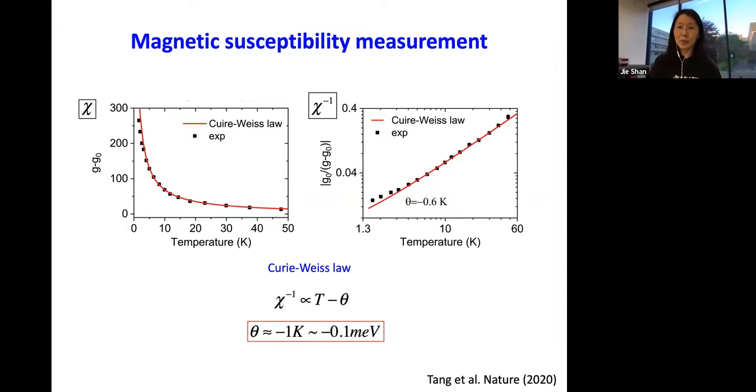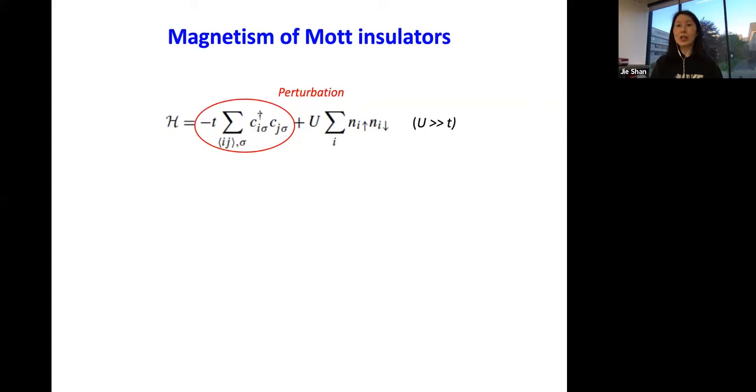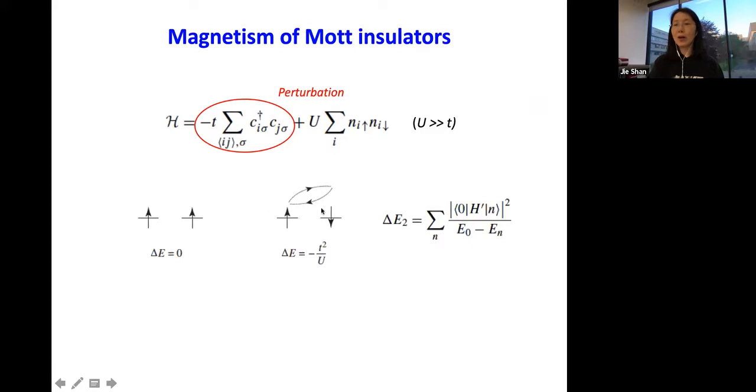This result is fully consistent with the expectation of a Mott insulator in the limit when U is much bigger than t. In this case, t is a small perturbation, so exchange can occur in the superexchange channel. You can hop over and hop back. When the two spins are parallel, this process is forbidden. Only when they are anti-parallel, in other words antiferromagnetically aligned, can you have this superexchange.